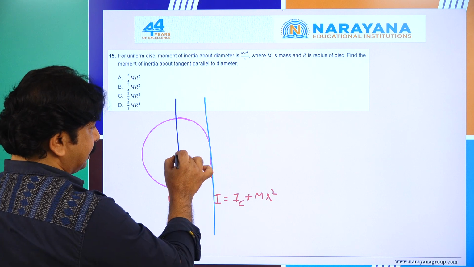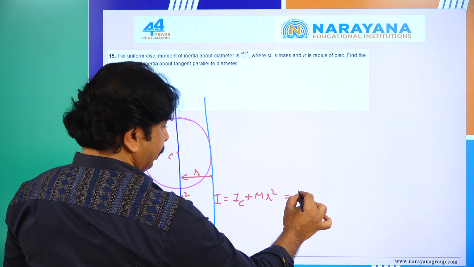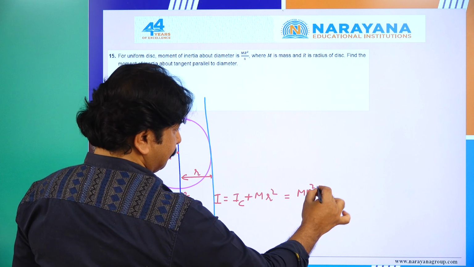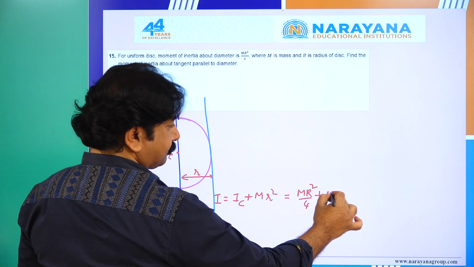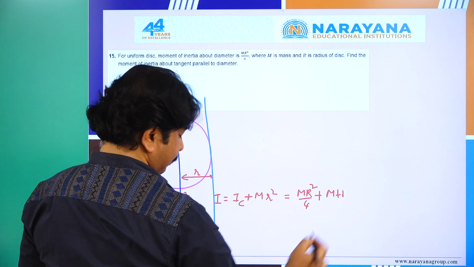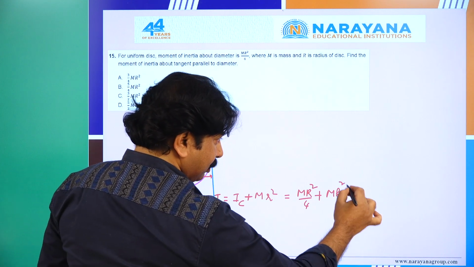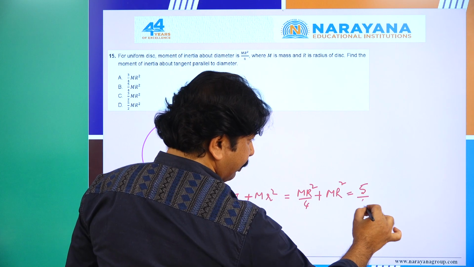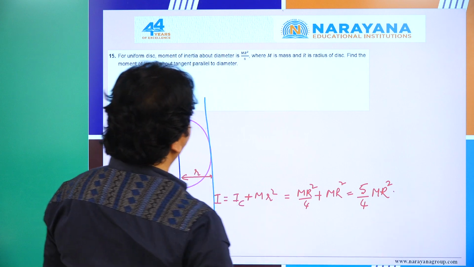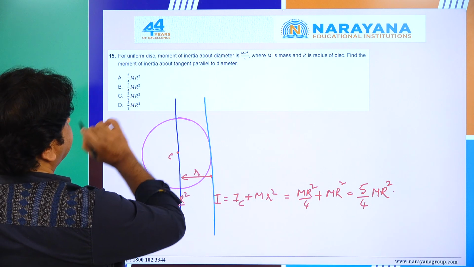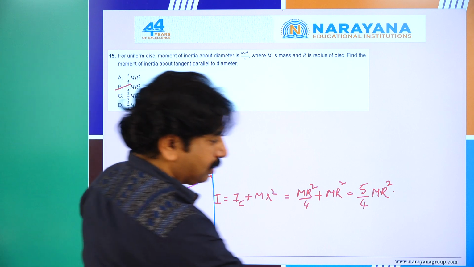I_C is nothing but the moment of inertia about the center of mass. So this is equal to, we know, MR square by 4 plus M into R square only. Total is 5 by 4 MR square. So here the answer is the second option only. Now I am going to the next question.